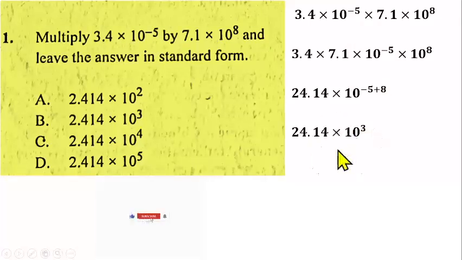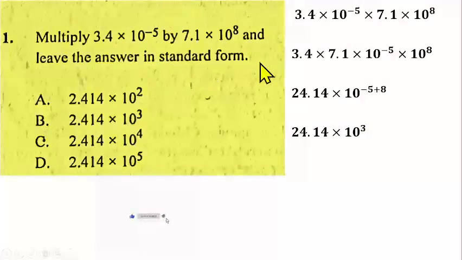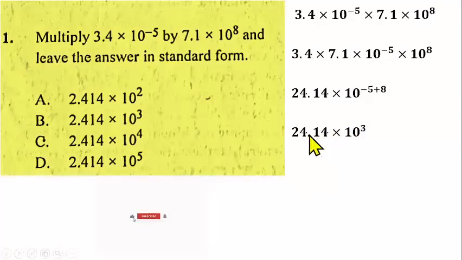From there, of course, because the question asks us to leave our answer in standard form, this is not yet in standard form because the decimal point is meant to be between the first and second digit. So that means we need to move the decimal point to between 2 and 4.